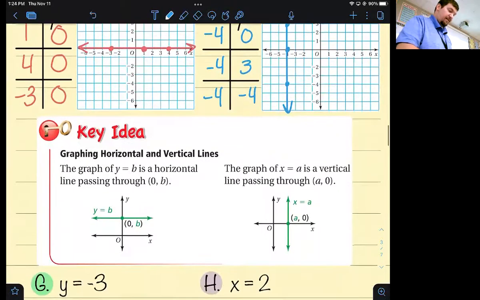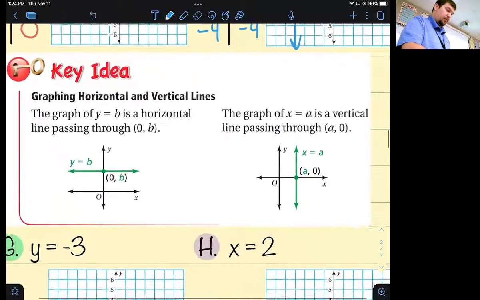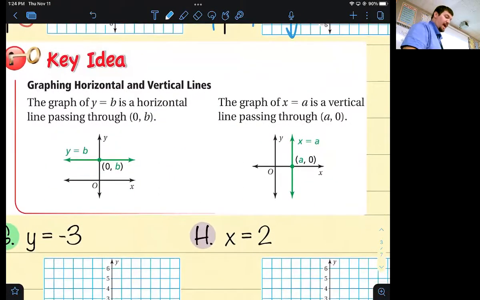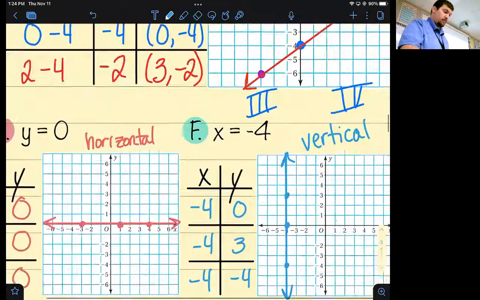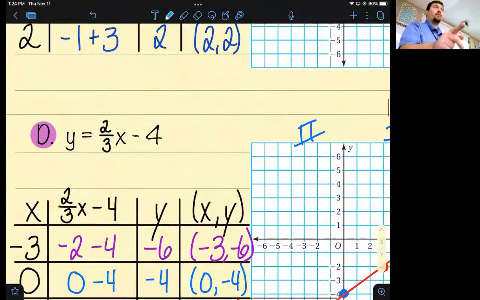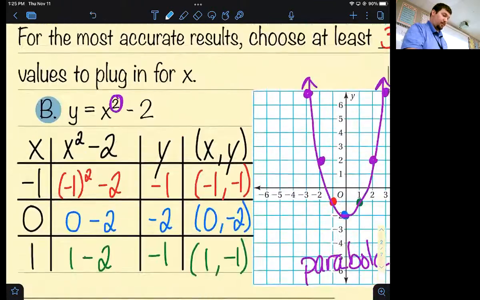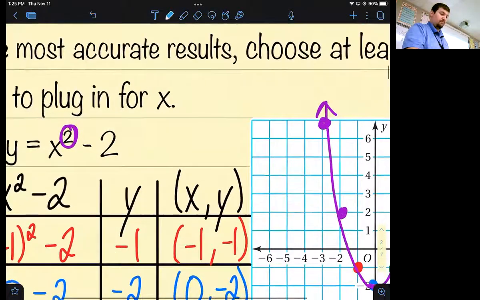So I've got this kind of summary right there: if you have a graph of an equation that's just y equals a number, it's horizontal. If your graph is just x equals a number, it's vertical. If it's got an x and a y, like all these other ones did, not vertical, not horizontal, it's diagonal. Most lines are diagonal. It's got an x and a y, it's going to be diagonal. Unless, of course, it's got an exponent, in which case it's just not linear.